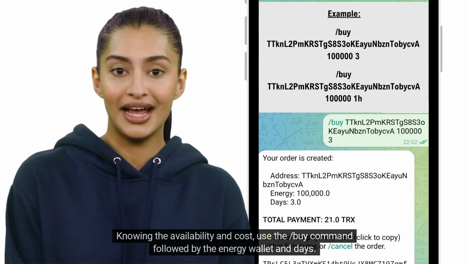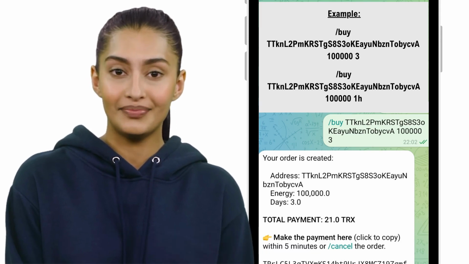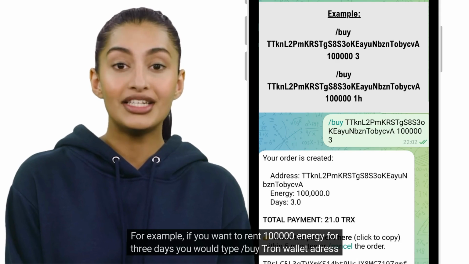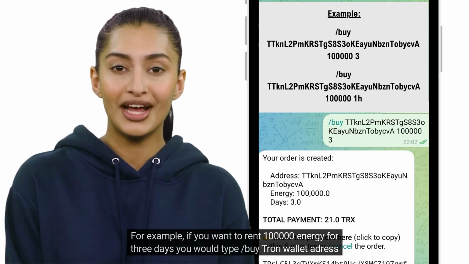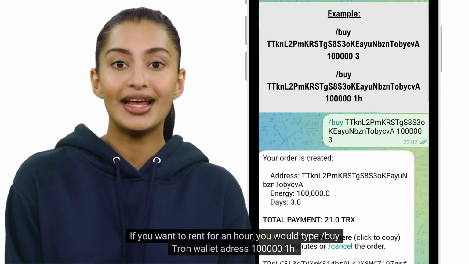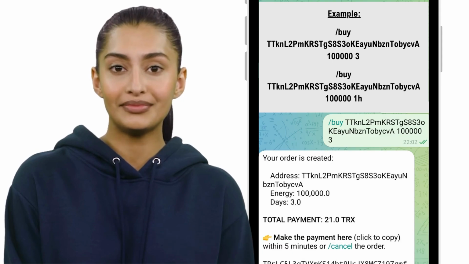Knowing the availability and cost, use the /by command followed by the energy wallet in days. For example, if you want to rent 100,000 energy for 3 days, you would type /by Tron wallet address 100,003. If you want to rent for an hour, you would type /by Tron wallet address 100,001h.